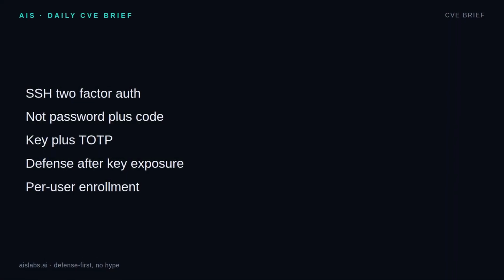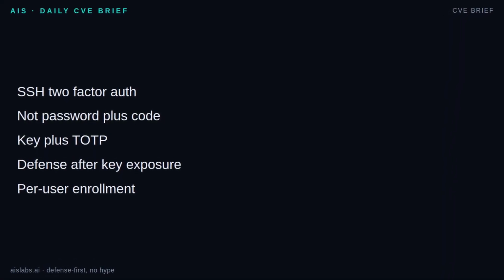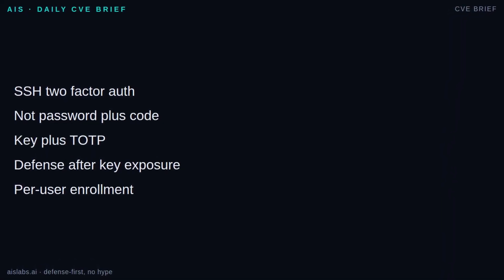For SSH, the clean pattern is not password plus code. It is public key plus a short time-based one-time password, usually called TOTP. The key remains the primary credential. The code is a second gate after the key succeeds. OpenSSH can require multiple authentication methods in sequence, and PAM can ask for the code through KbdInteractiveAuthentication.